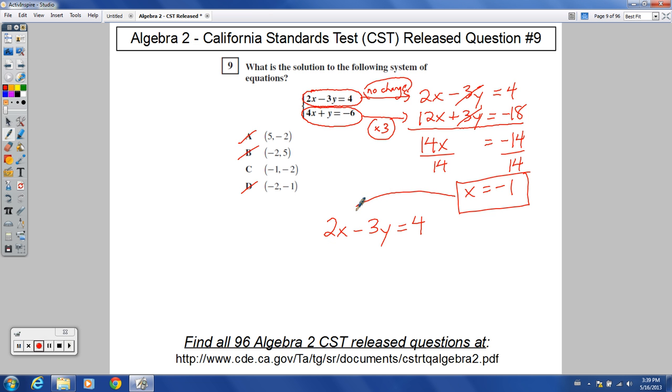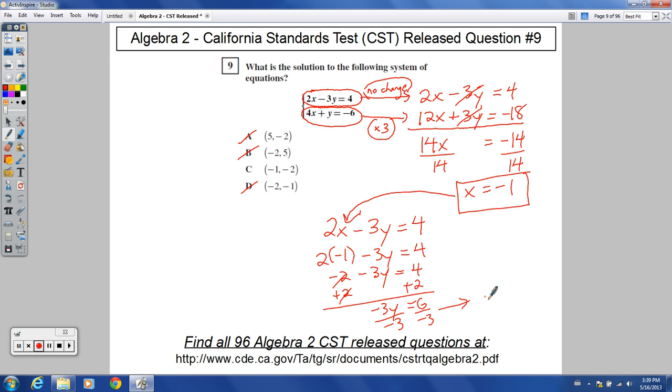So I'm going to plug it in right there for x. I've got 2 times negative 1 minus 3y equals 4. This would be negative 2 minus 3y equals 4. If I add 2 to both sides, that's just negative 3y equals 6, and divide by negative 3. There's your answer. That's positive 6 over negative 3, so you'd have y equals negative 2. Just like we suspected, x is negative 1, and y does in fact equal negative 2.